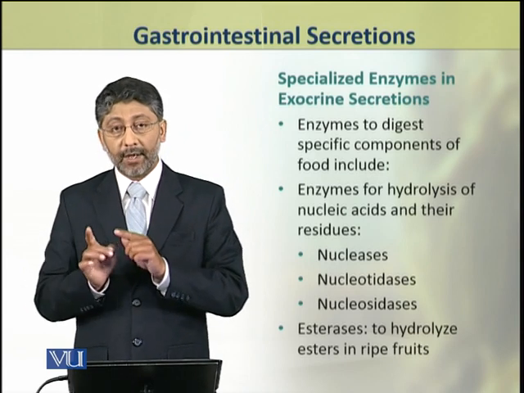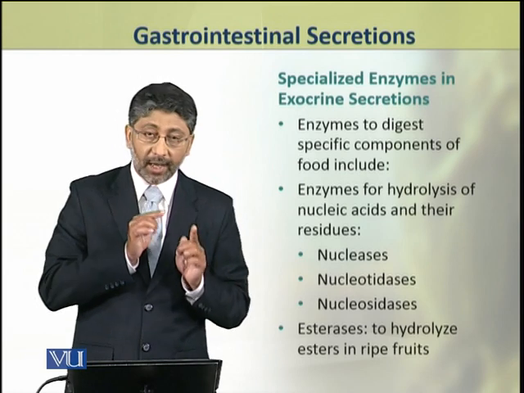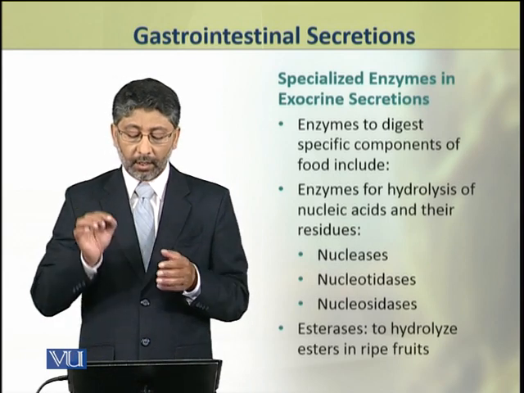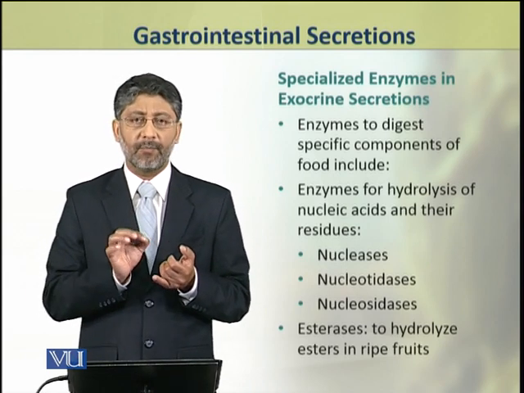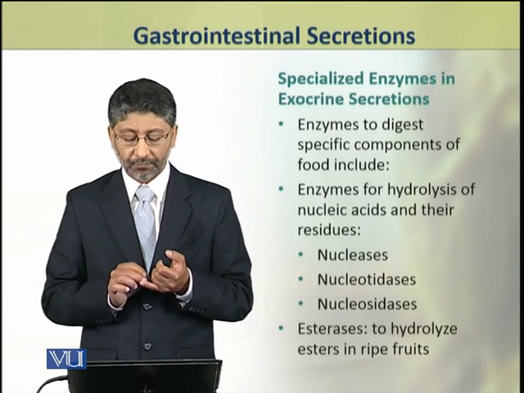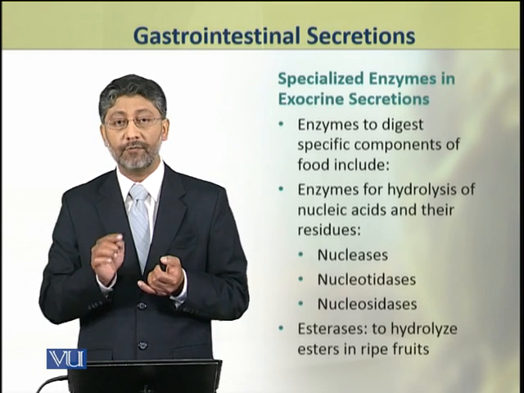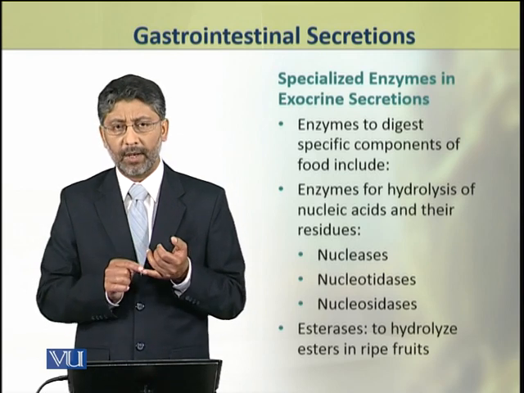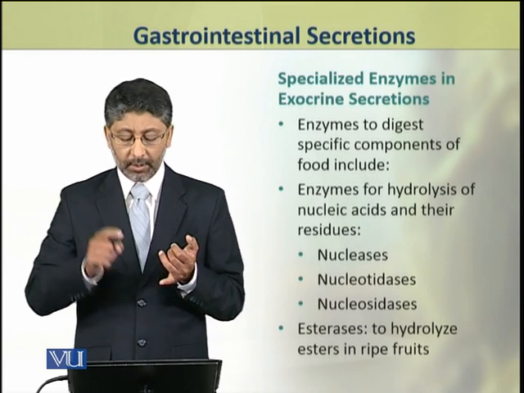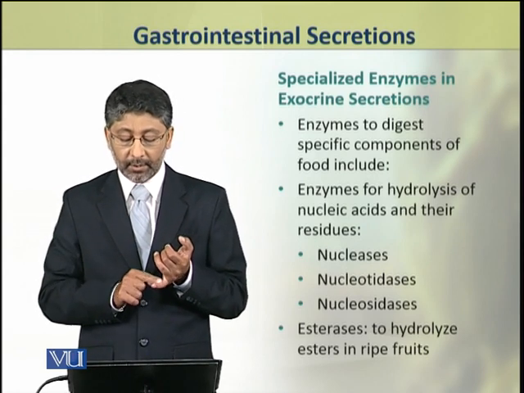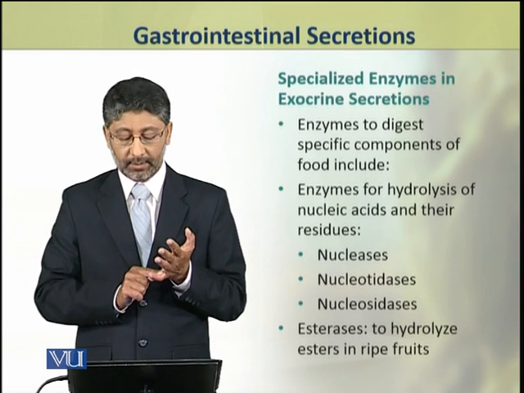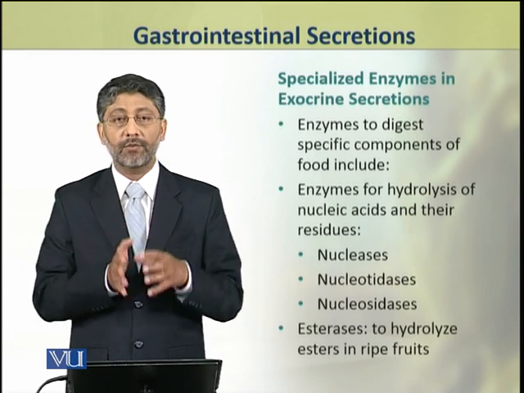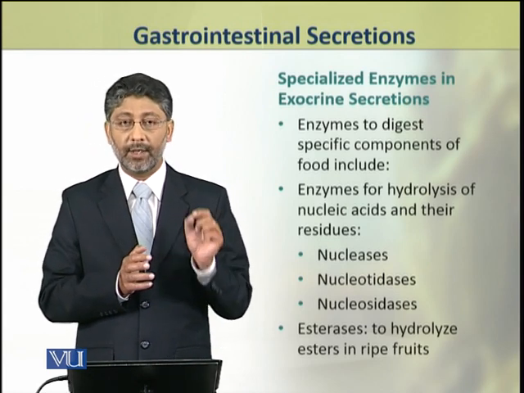In addition to the 3 major categories, there are certain specialized enzymes found in some exocrine secretions. They break or digest specific components of the food. For example, enzymes for hydrolysis of nucleic acids and nucleic acid residues. These enzymes are nucleases, nucleotidases and nucleosidases. Besides this, other special enzymes are esterases, which break down the esters present in ripe fruits.